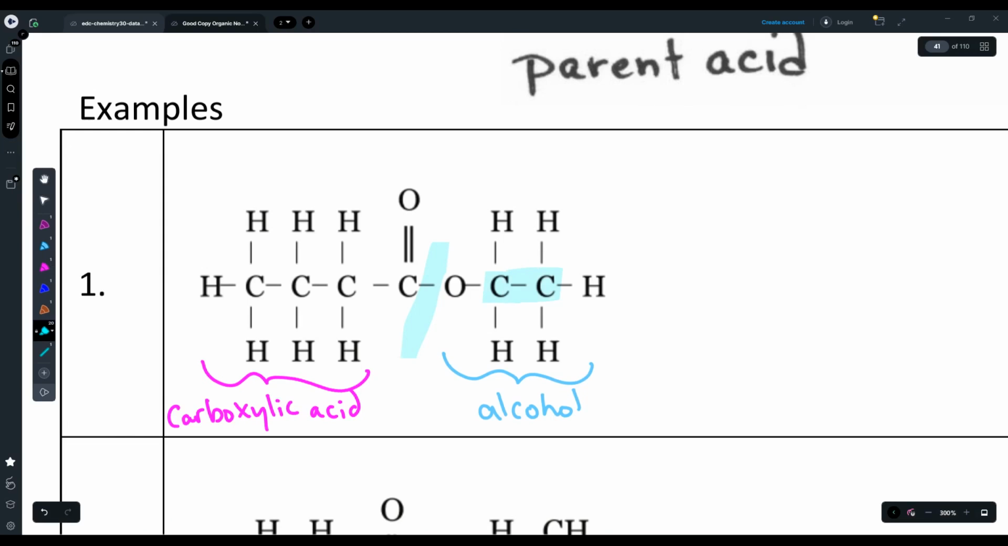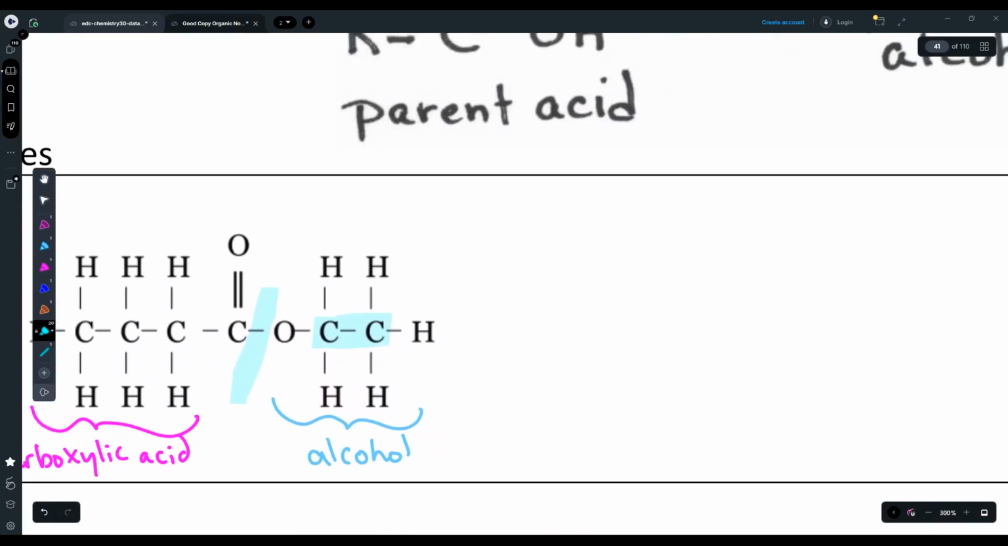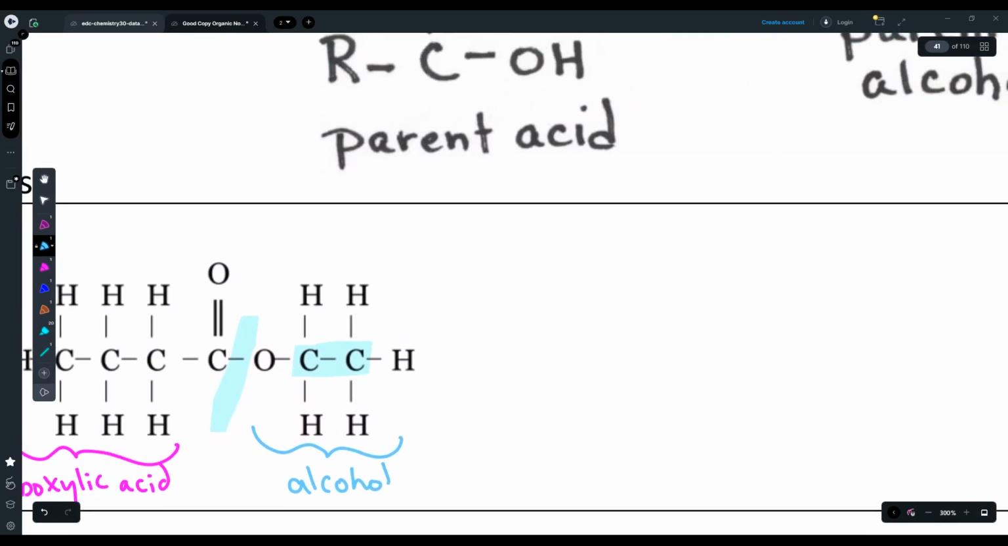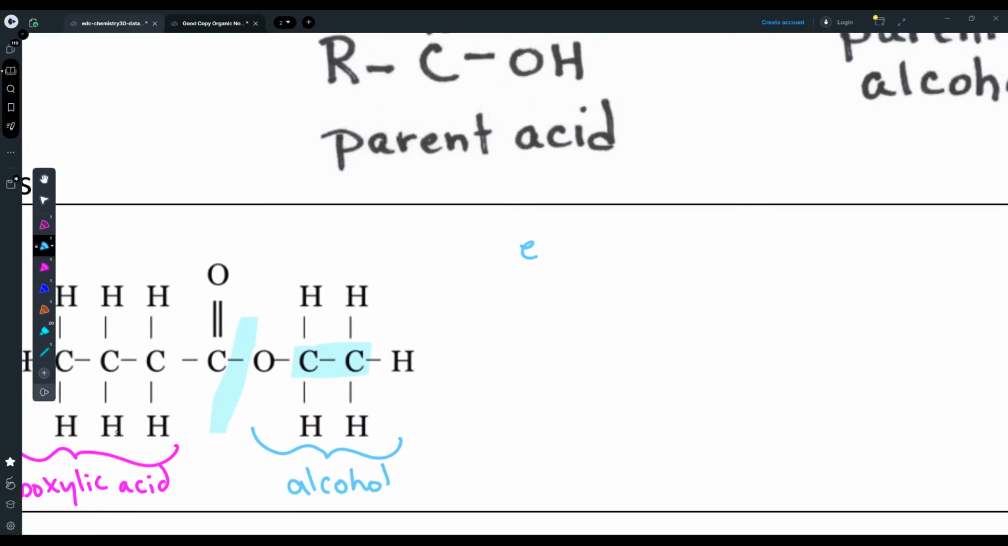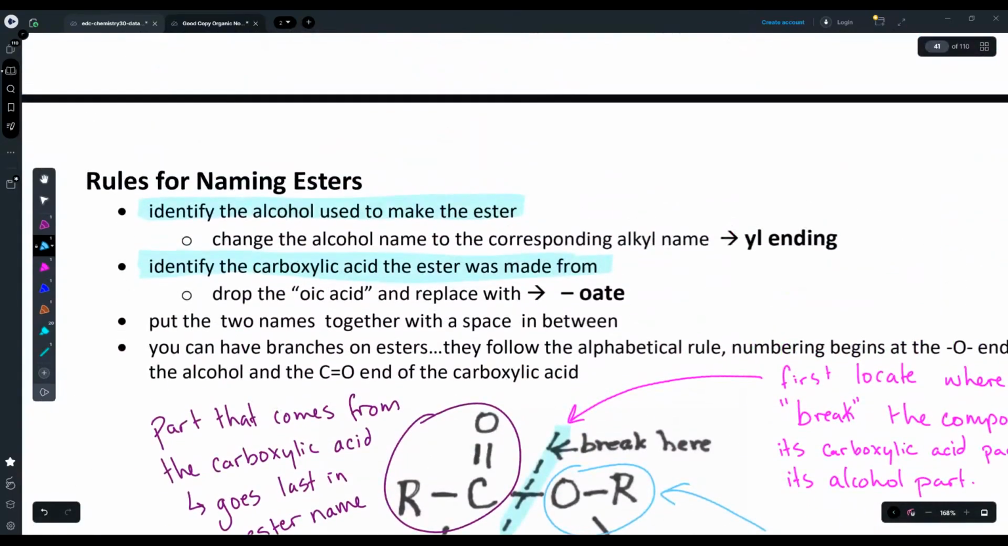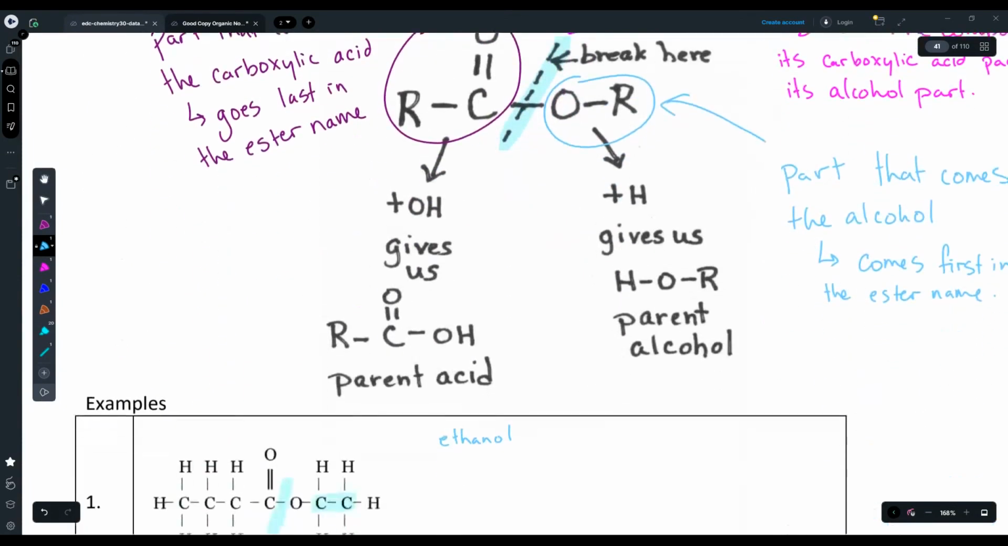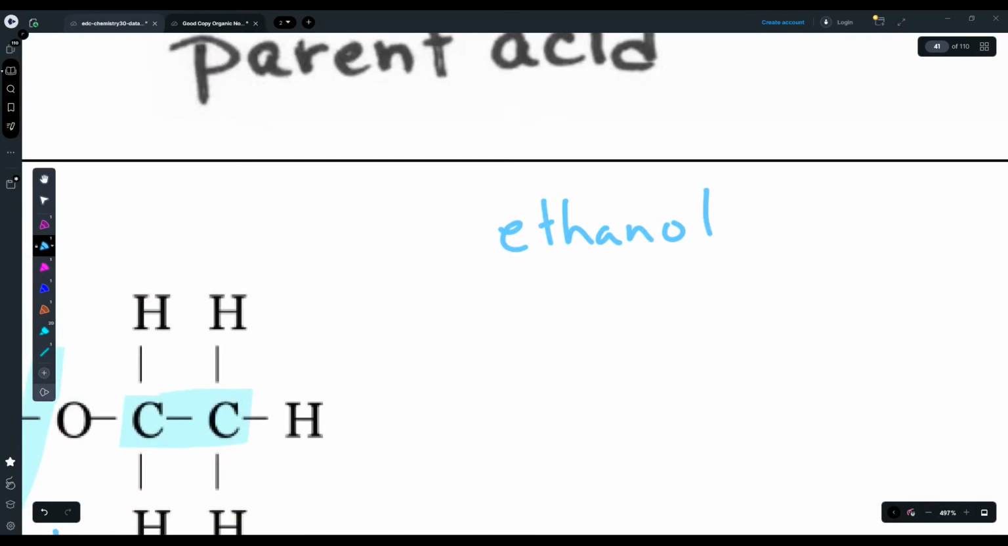This has 2 carbons in the alcohol part. If I was naming this as an alcohol, I would say it's ethanol, because eth means it has 2 carbons, and anol means it's an alcohol. However, because we're trying to come up with a name for an ester, remember that our rules say the alcohol part has to have that yl ending. So I would change it from ethanol to ethyl.